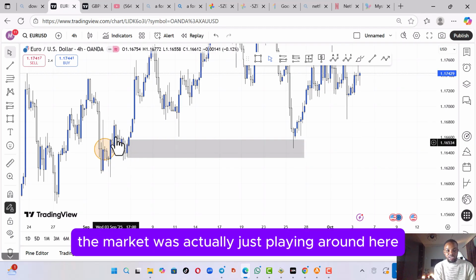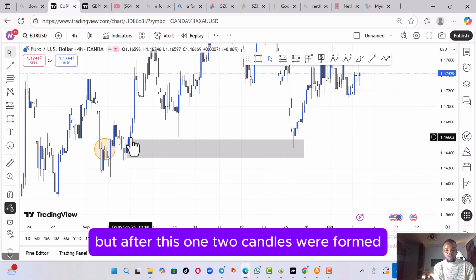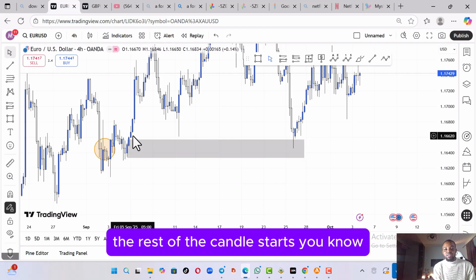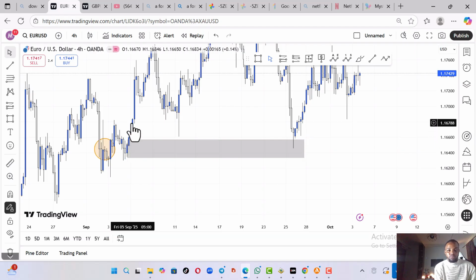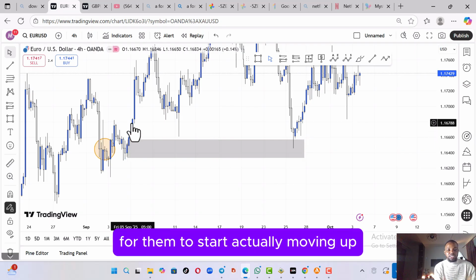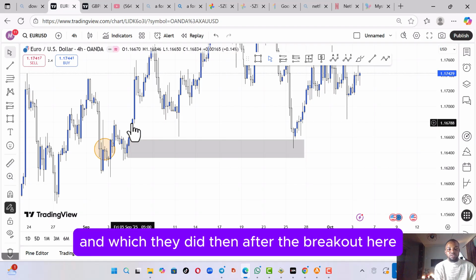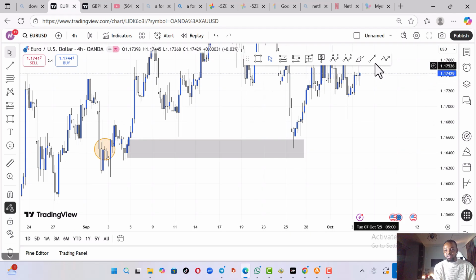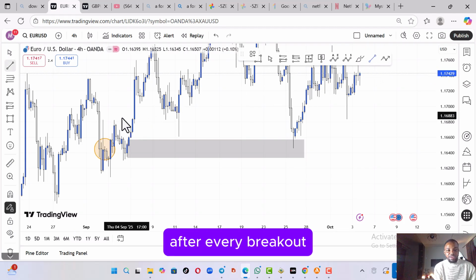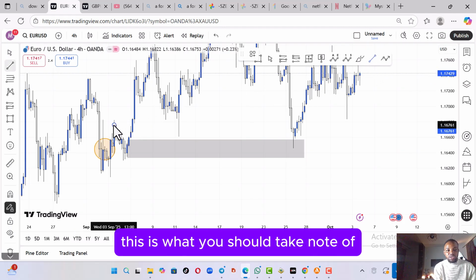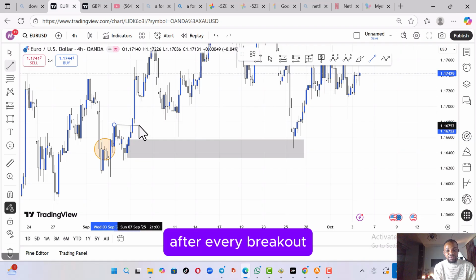You see the market was actually just playing around here, but after these 1, 2 candles were formed, the rest of the candles start, the boldness came in for them to start actually moving up, and which they did. Then after the breakout here, after every breakout, this is what you should take note of.